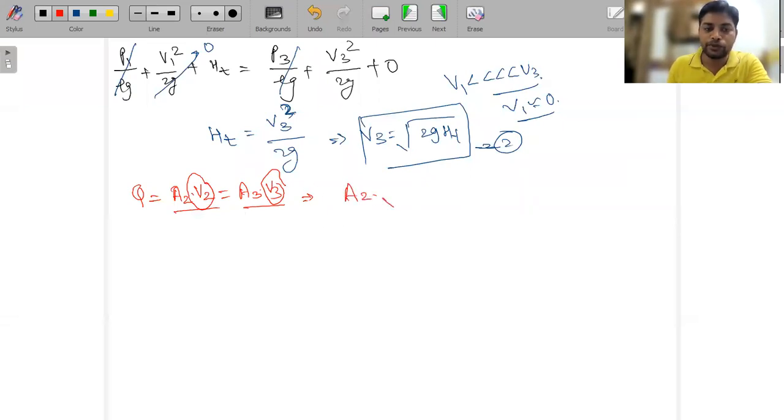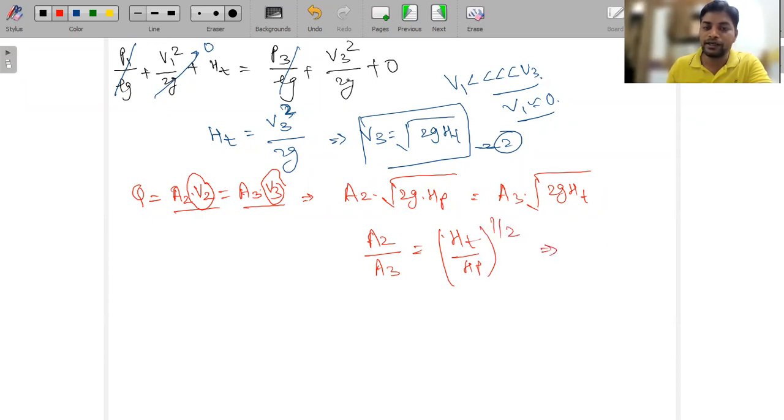So A2 into V2 is root 2gHP, which we calculated, and A3 into V3 is root 2gHT, right? So if you take the ratio of A2 by A3, that will be equal to root of HT by HP, and that is to the power 1 by 2. And if you take HT by HP, that will be equal to A2 by A3 whole square. Can I write it like this? Because we just square both sides, so this will be eliminated, and it will become 1 and a square. So HT by HP will be equal to A2 by A3 whole square.